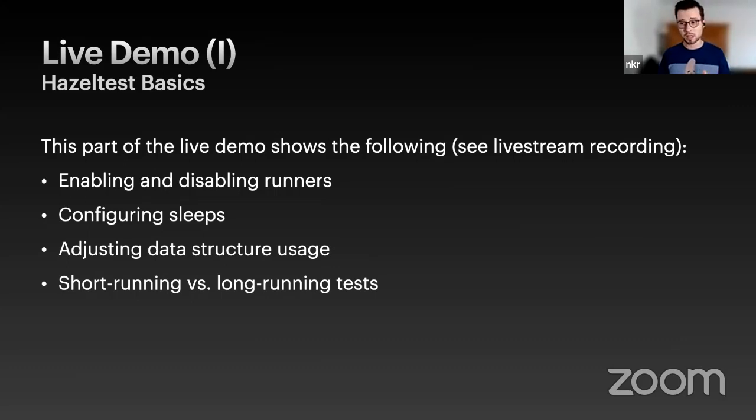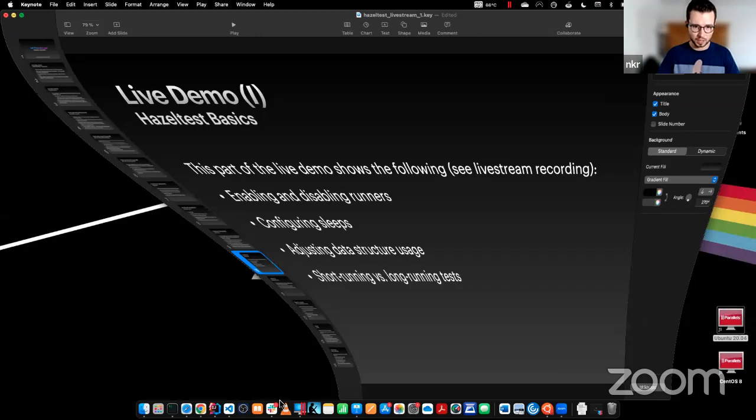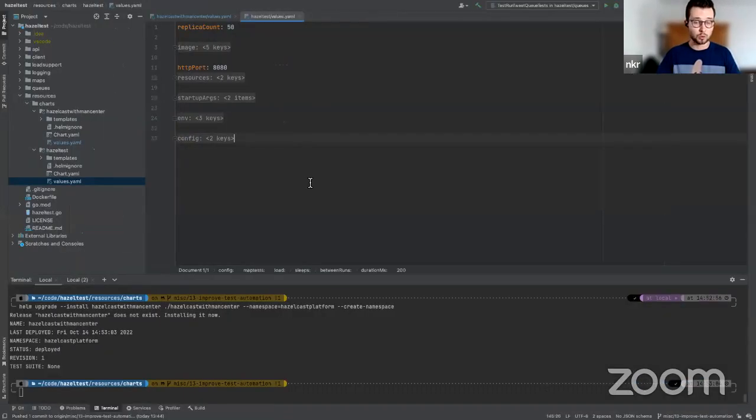So we'll talk about enabling and disabling runners. We'll talk about configuring sleeps. I'll show you how to adjust data structure usage and how to configure the test loops to be short running or to be long running. So let me open up a supportive system here. And then let's jump out of this little keynote thing and jump right into what software developers know best, which is the IDE. What you can see here is the values.yaml for Hazeltest.